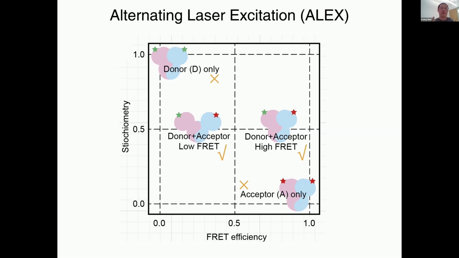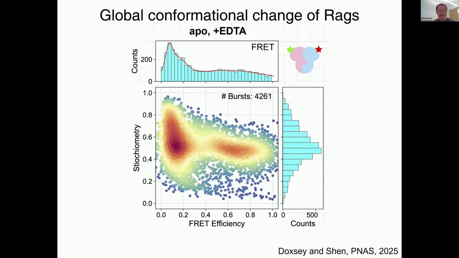So inevitably, we will have molecules that contain two donor dyes or two acceptor dyes. In this case, ALEX will be able to tell us the difference between the donor-only population, the acceptor-only population, and the desired population, which has only one donor dye and only one acceptor dye at a stoichiometry of 0.5. So this is the ideal situation and a very ideal technique for us to use. And then we can do the experiment.